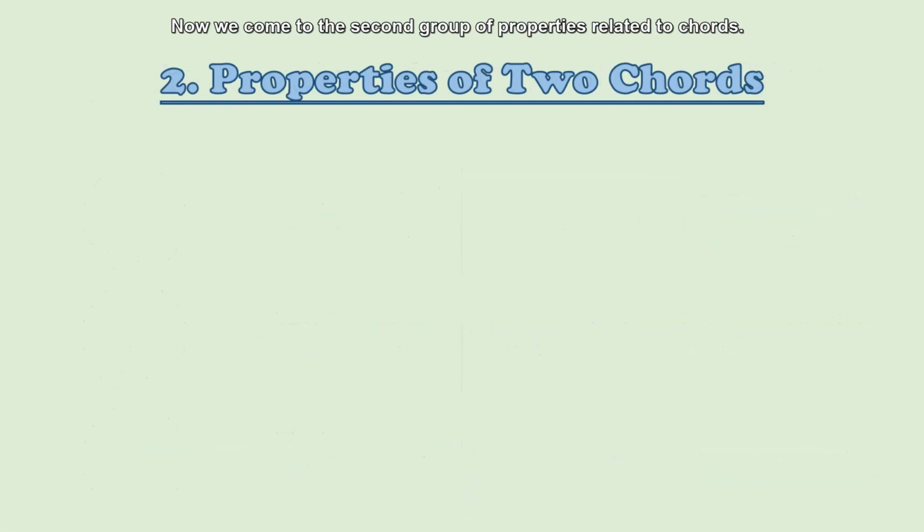Now we come to the second group of properties related to chords. This is about the properties of two chords.